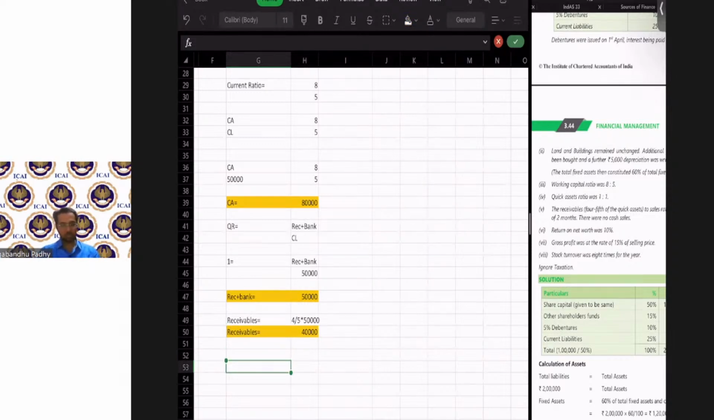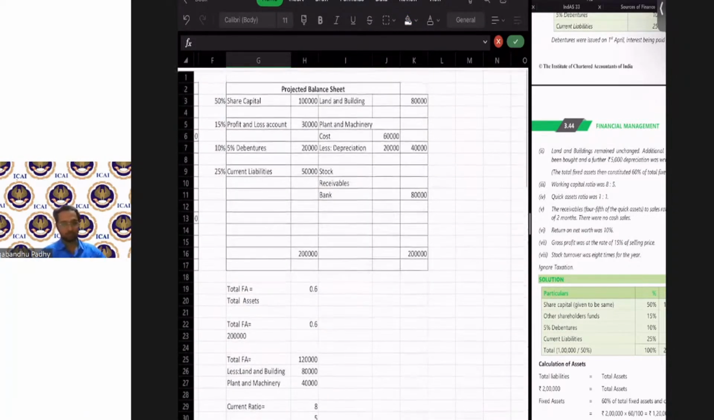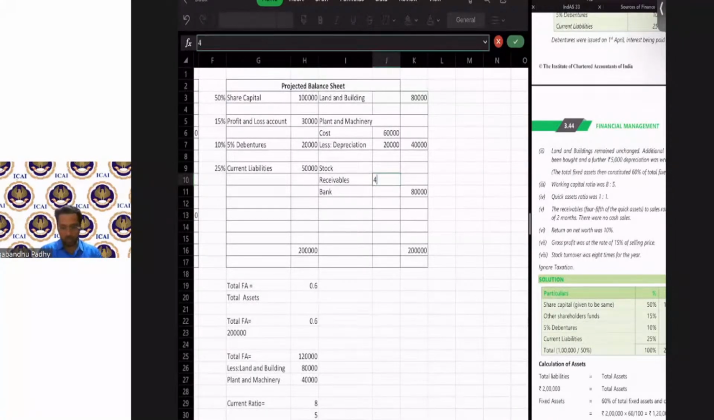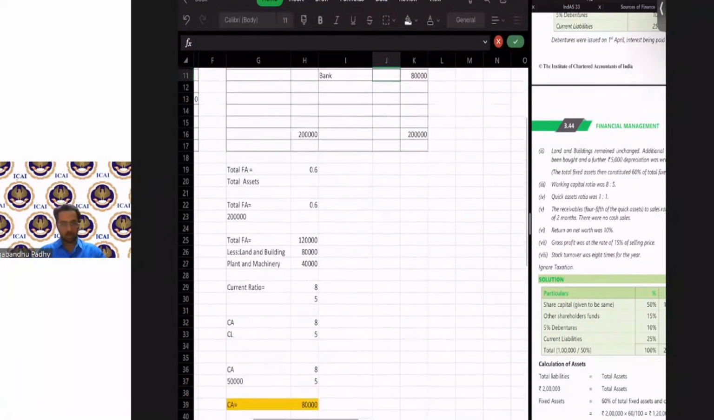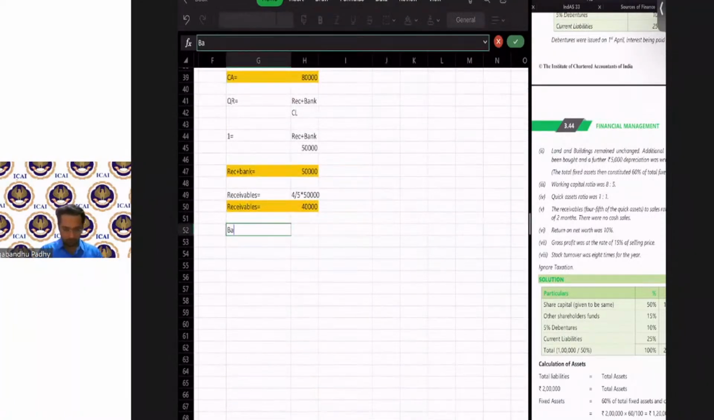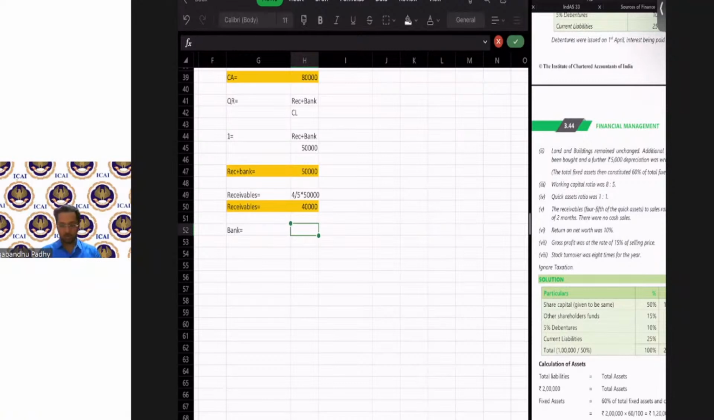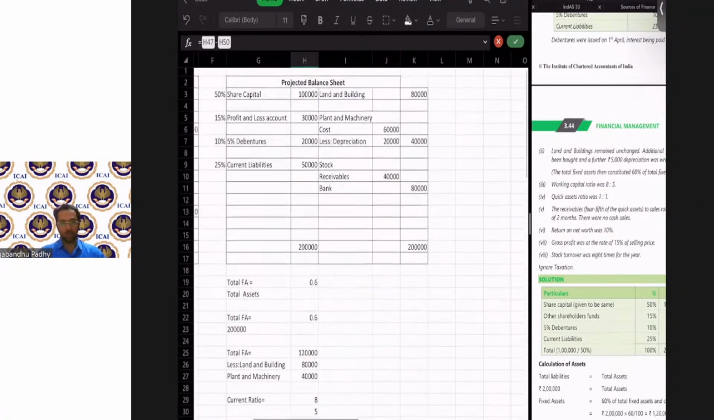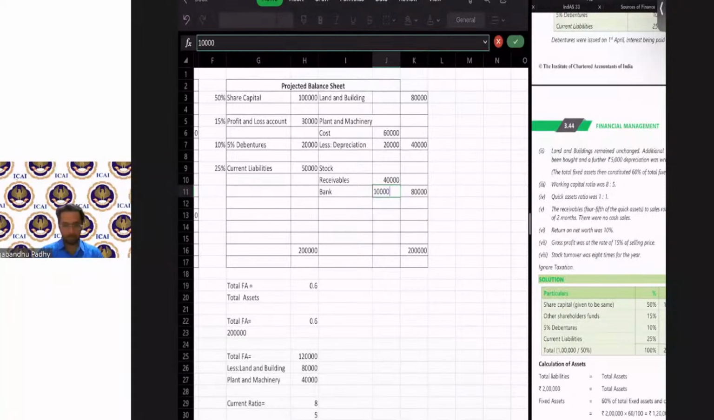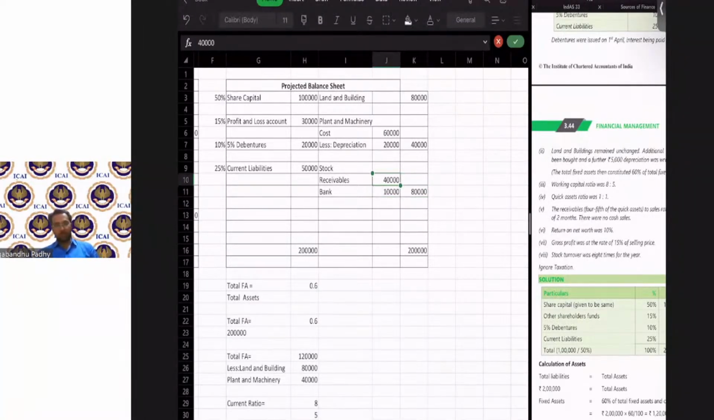Receivables, 40,000. So we got the receivables as 40,000, and then undoubtedly the bank balance will be simply 50,000 as reduced by this receivables. The balance, we have bank of 10,000. And without any further thing, we can say that since receivables and bank are 50 and total current asset is 80, of course the stock amount is 30,000.